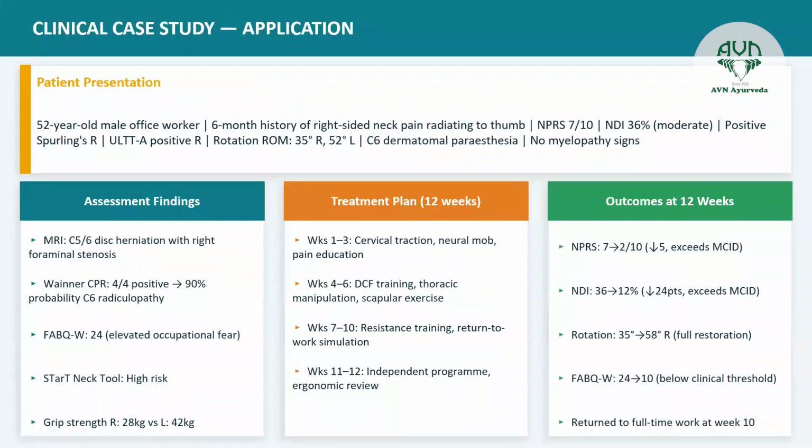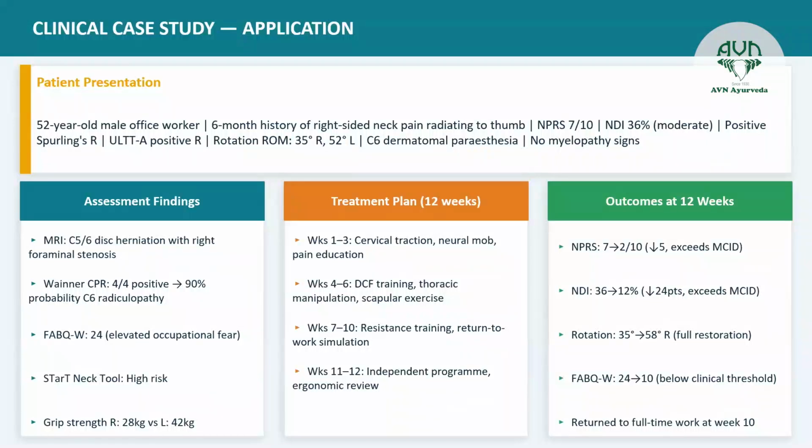So this is a case study of a 52-year-old male office worker who has a history of right-sided neck pain radiating to the thumb over a 6-month course. On presentation, the NPRS score was 7/10. Spurling's test and the upper limb tension test were positive, range of motion was limited, and he also presented with C6 paresthesia. There were no signs of myelopathy as well.